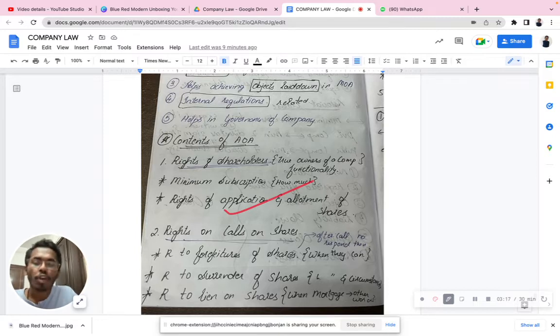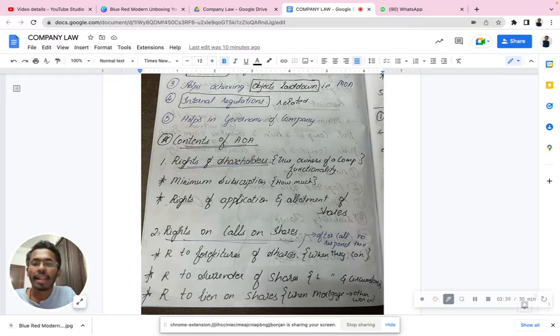So this AOA will mention what should be the minimum subscription. Along with it, it will tell about the functionality and the responsibility of the shareholders and all the directors. Along with it, the rights, application and allotment of shares. What should be the rights, what should be the application, what should be the allotment of shares. Everything will be mentioned in this AOA, the articles of association.